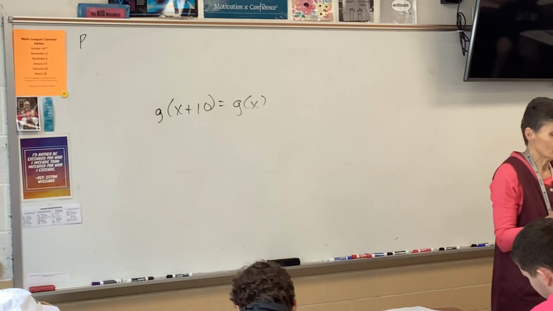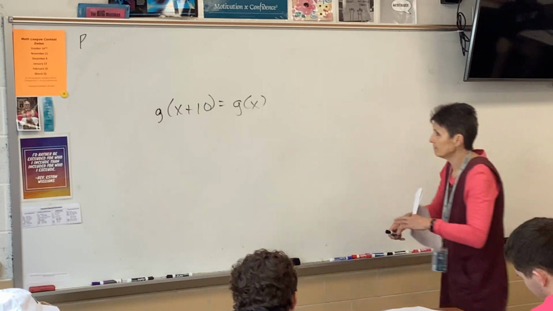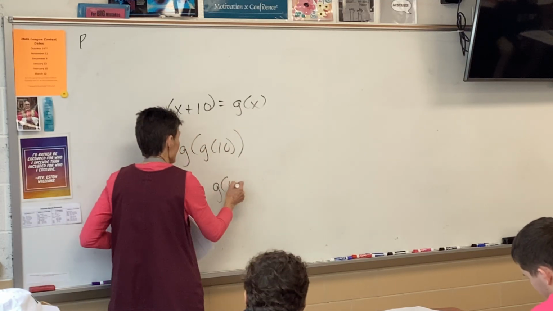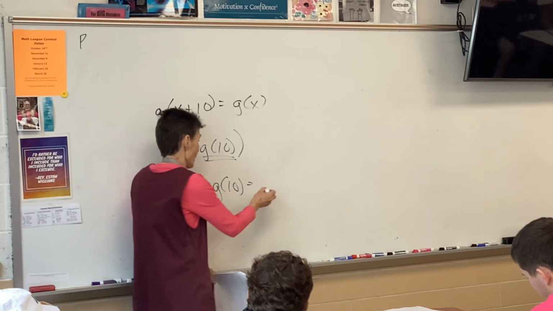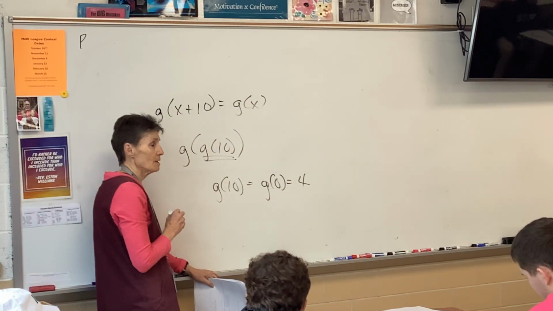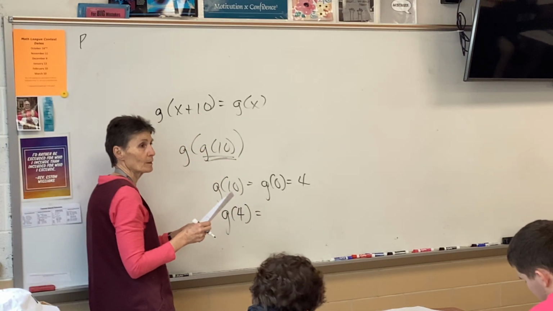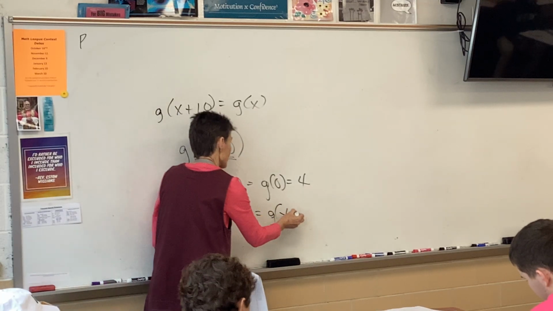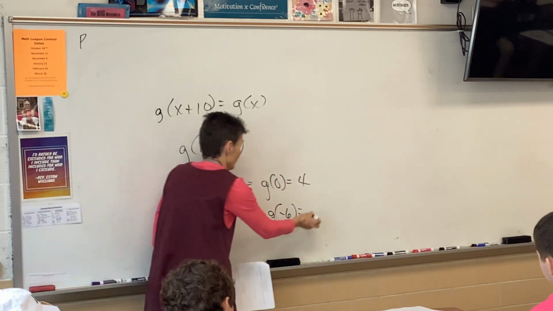Ooh, what about G of 10? Start with G of 10. Alright, so start right here. What's that? G of 10. Same as 0. And that is 4. So this is 4. So now we're going to find G of 4. And in our chart, no. So what would 4 be the same as? Negative 6. Remember, every 10 you repeat. And G of negative 6 is 1.